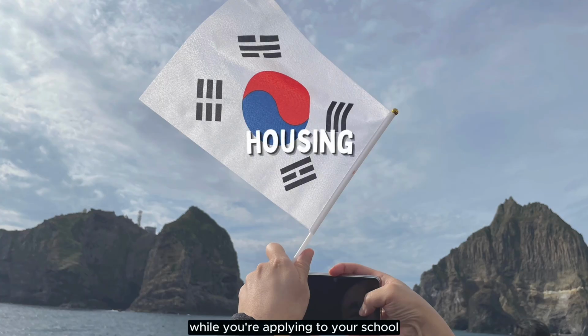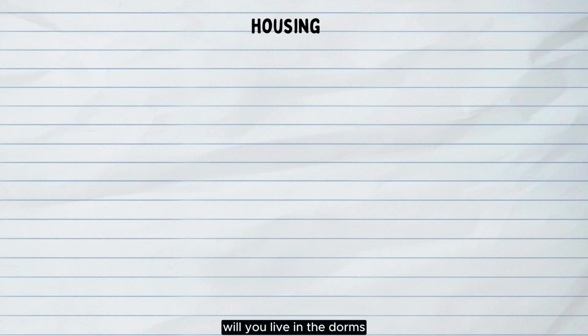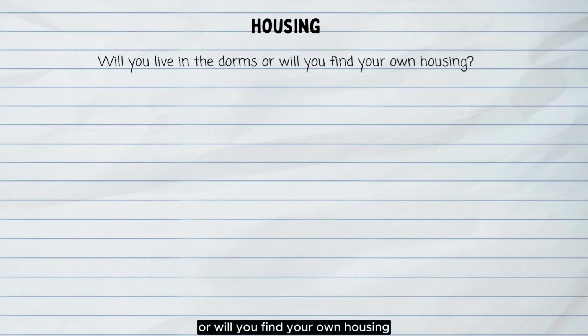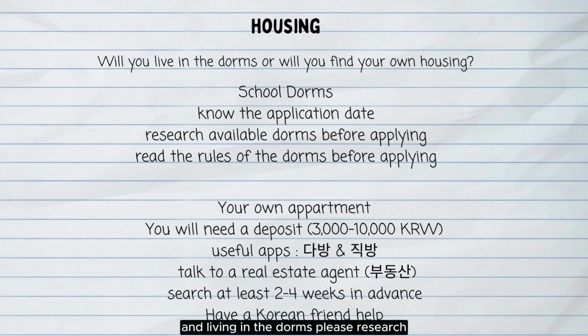While you're applying to your school, think about your housing and where you want to live. Will you live in the dorms or will you find your own housing? Dorm applications are usually applied for at the same time the language school application is done. The dorms usually go pretty fast and schools have specific rules for applying and living in the dorms. Please research the available dorms before applying to the school. Make sure you read up on the rules of the dorms.